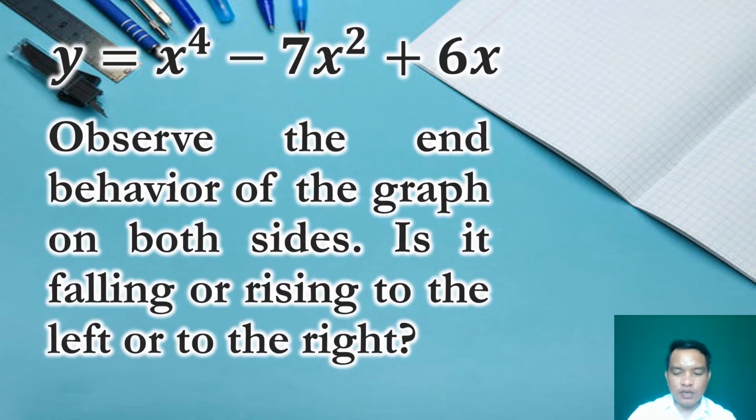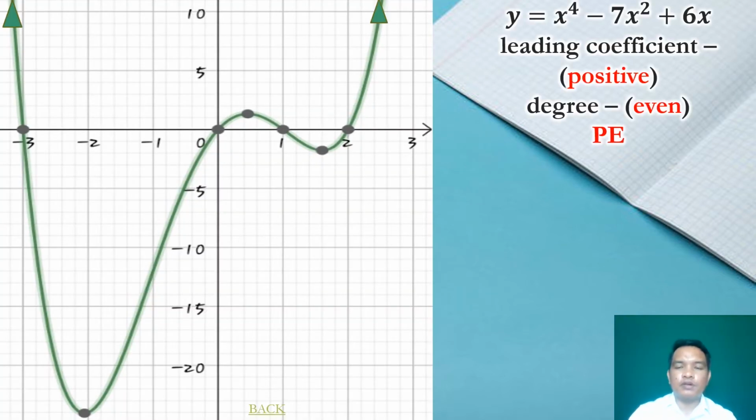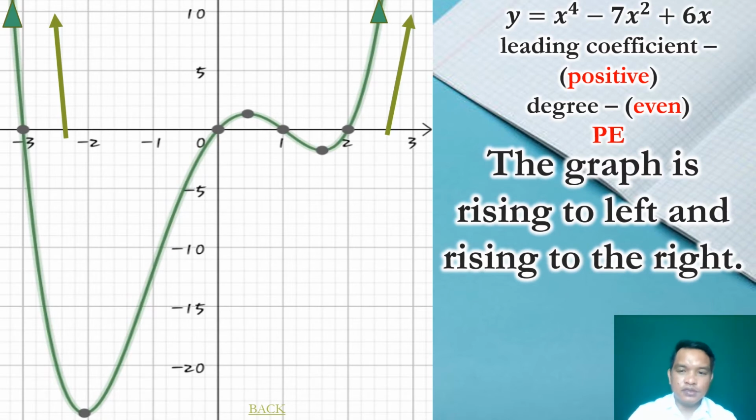So again, let us observe the end behavior of the graph on both sides, whether it is falling or rising to the left or right. This is the graph of the given polynomial function with a positive leading coefficient and an even degree. What did we notice? Correct. It is rising to the left and also rising to the right.